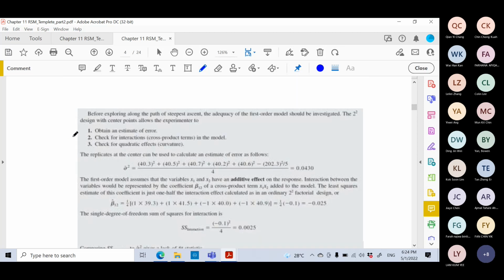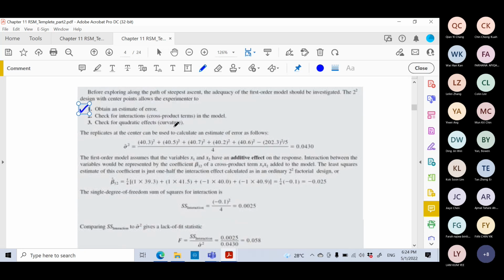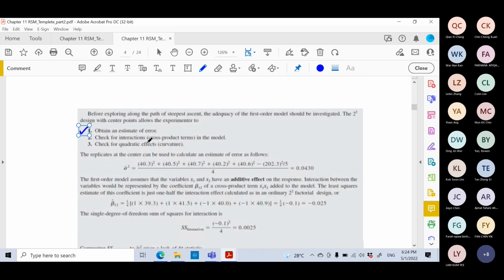So the first thing is of course you estimate your error, that one is the MSE. So how to estimate the sigma? If you still remember, that one is based on the center point you have. You calculate the variance of the center point, the first one, to estimate the error. This one is calculated using the MSE.